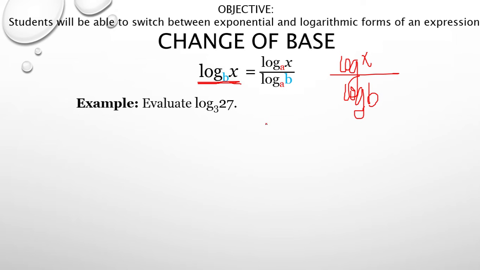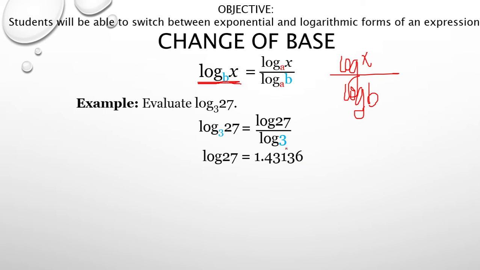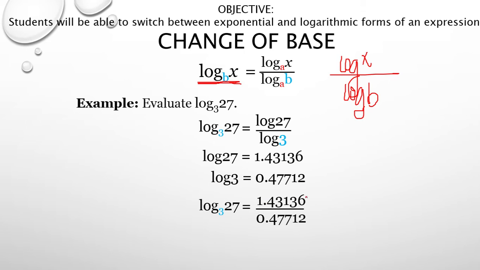Alright, so here's an example. We have log base 3 of 27. So all you're really doing is entering into your calculator log of 27 divided by log of 3. I'm doing it separately right now just so you can see it. Log of 27, typing that into your calculator, you should get something like 1.43136. If you type in log 3, you get 0.47712.